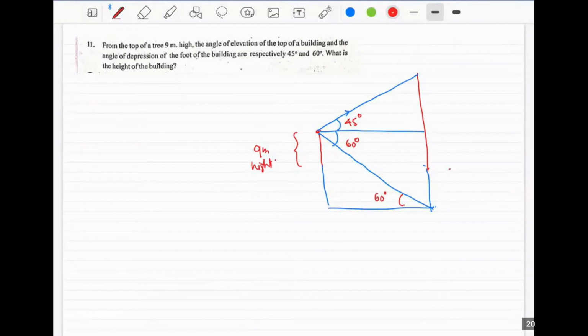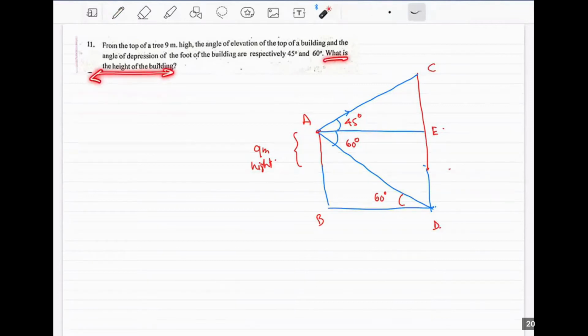So you have to start naming them. This is the tree, let's name it AB. This is the building, let's name it CD. So AB here, CD here. There is a point in between here also. It doesn't represent anything, but you have to name it. Let's name it E. So the question wants what? What is the height of the building? The height of the building is this portion right here. AB is known.